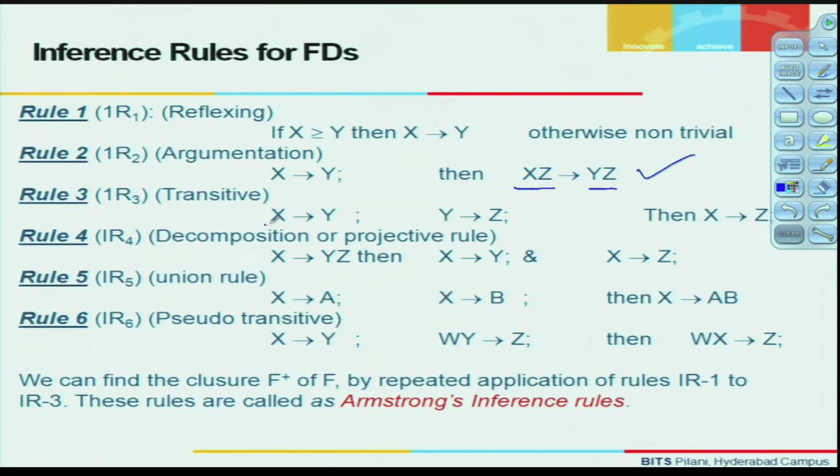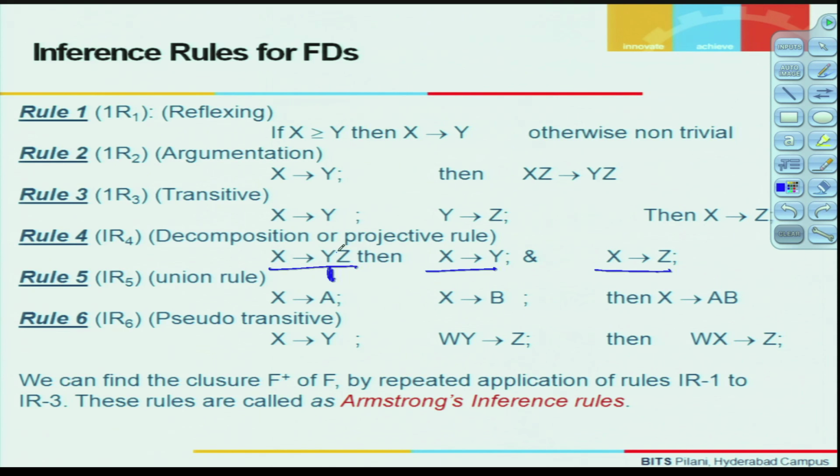And the third one is called transitive dependency. If I have x determines y and then if I have y determines z, then I can say that x determines z. This is transitive dependency. The fourth one is known as the decomposition rule or projective rule. If I have x determines yz, then I can say that x determines y and x determines z. I am decomposing whatever is available on the right hand side, and then I am deriving or writing new functional dependencies. They are also valid.